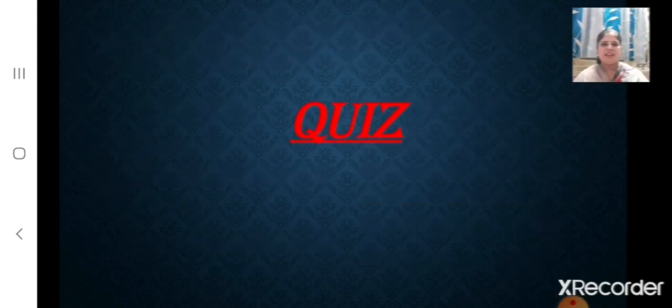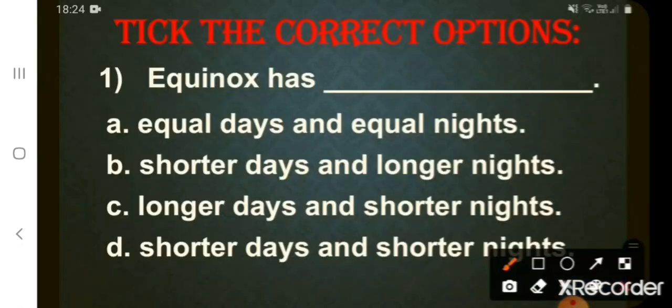Now children, let's have a quiz. Tick the correct options. First one, equinox has dash. A. Equal days and equal nights. B. Shorter days and longer nights. C. Longer days and shorter nights. D. Shorter days and shorter nights. What's the correct option? Correct. A. Equal days and equal nights. Equinox has equal days and equal nights.